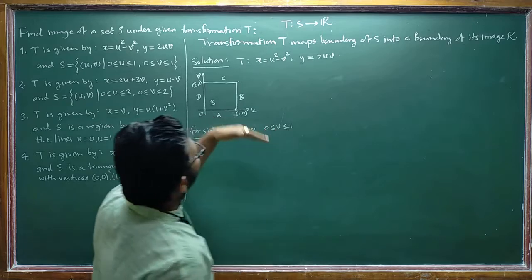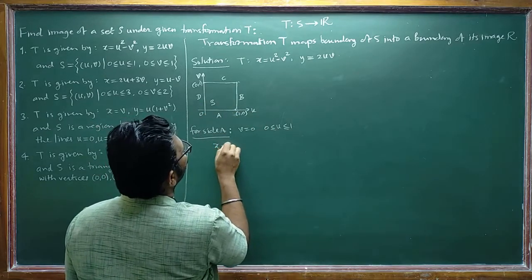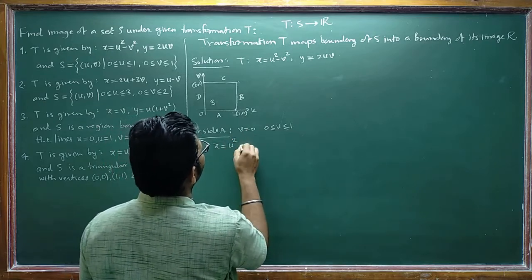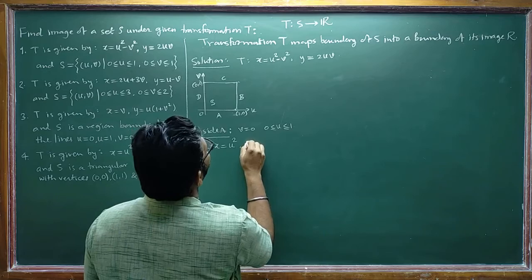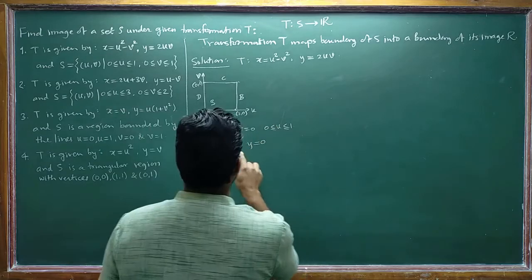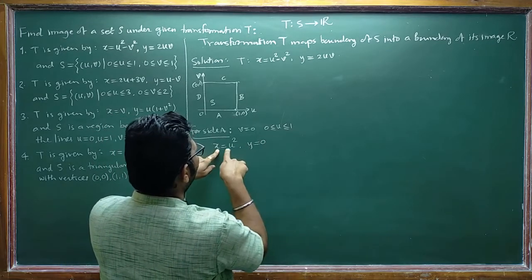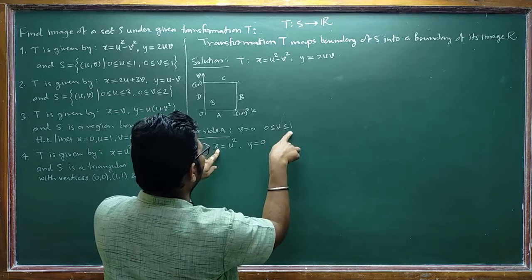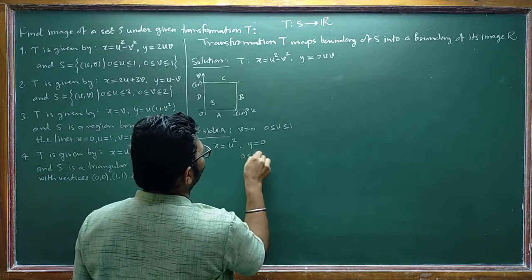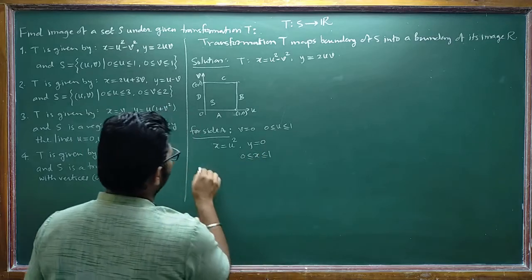So what happens to x and y? x is u square minus v square. Since v is 0, x is u square, and y will be 0. When u varies from 0 to 1, u square will also vary from 0 to 1. So x will vary from 0 to 1. This happens for side A.